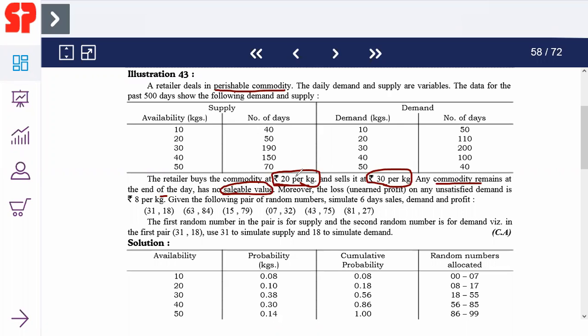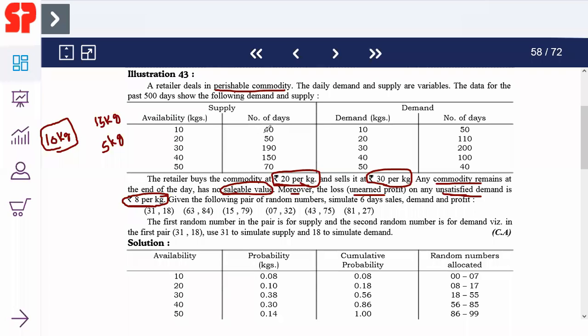Okay. This is one thing. And moreover, the loss of unearned profit on any unsatisfied demand is 8 per kg. This is very important. What is the meaning of unsatisfied demand? For example, on a particular day, you have only 10 kgs available as supply. But on that day, the demand from the customer was 15 kg. So understand, 5 kg you are not able to satisfy, because on that day you have only 10 kg.